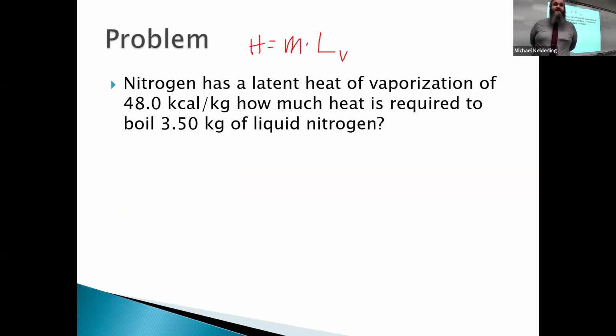Now, nitrogen has a latent heat of vaporization of 48 kilocalories per kilogram. So how much heat is required to boil 3.5 kilograms of liquid nitrogen at 77 Kelvin, at the boiling point of nitrogen?